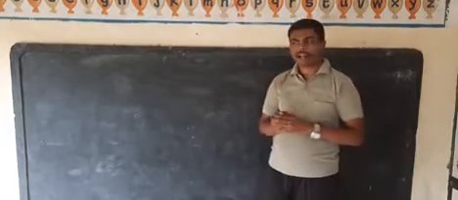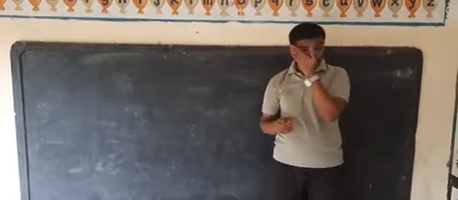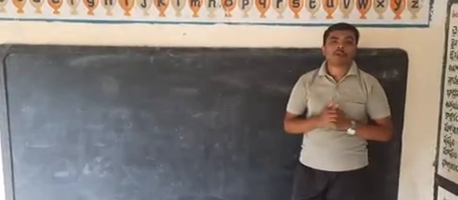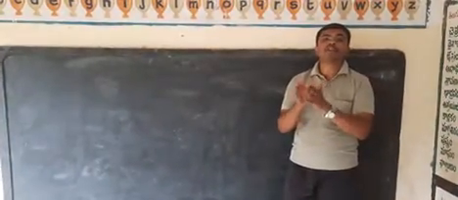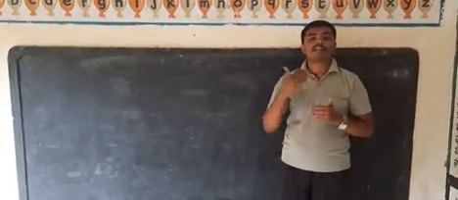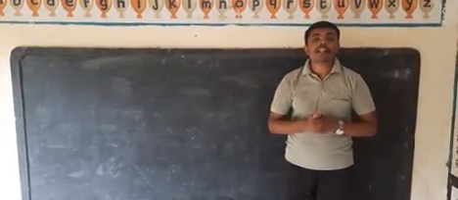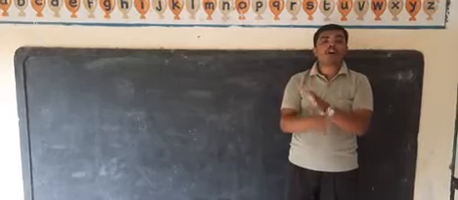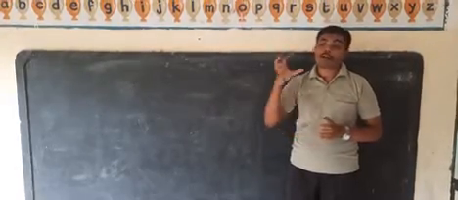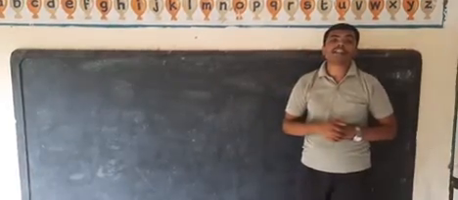Now, what do you mean by inertia? Inertia is nothing but the tendency of an object to resist a change in its position. The object is not at all going to accept a change in its position. That property of the object is called inertia.